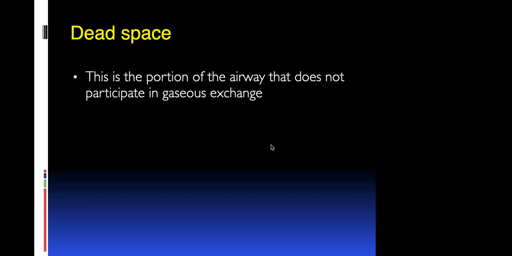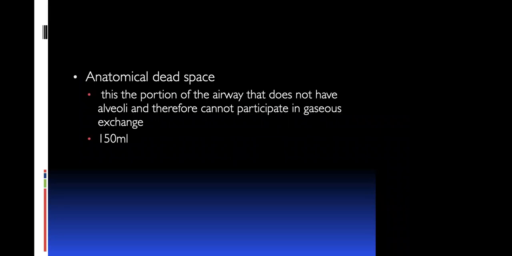So where is this dead space? One must understand there are two types of dead space. There is anatomical dead space, and this is the portion of airway that does not have alveoli and therefore cannot participate in gaseous exchange. There are some parts of the airway, the nose, for example, the pharynx, the trachea, where there are no alveoli. The alveoli, as I told you, start way down at the respiratory bronchioles.